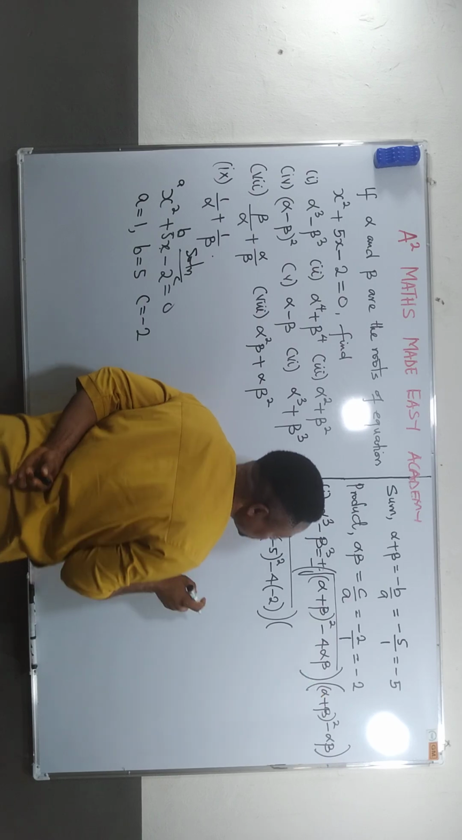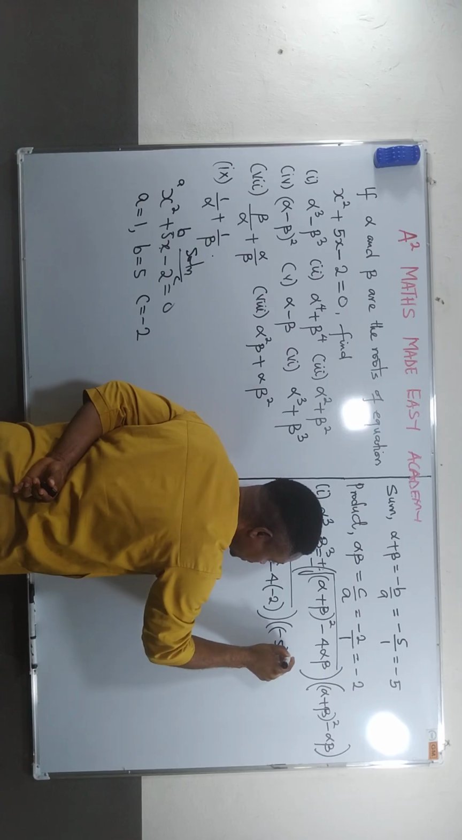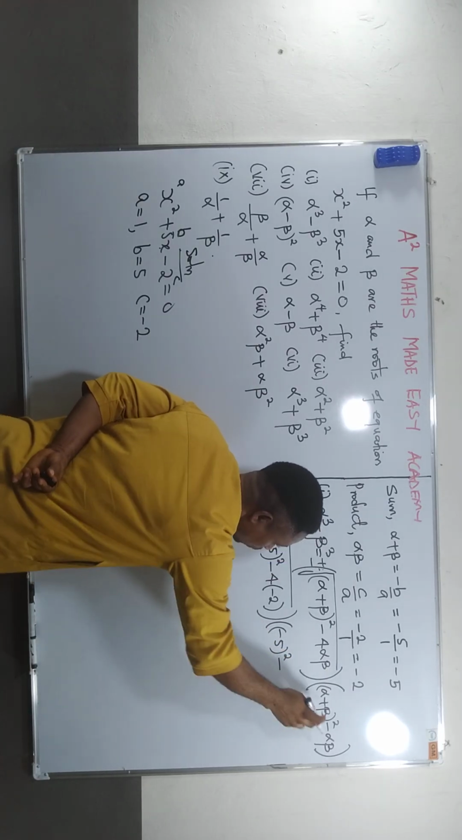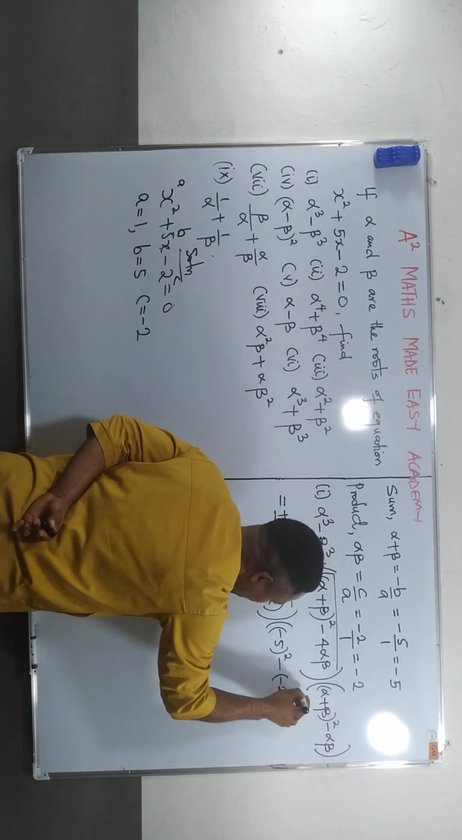Here is alpha plus beta. What is it? The answer is minus 5. Close the bracket, all squared. Minus, what is alpha beta? The answer is minus 2. Close the bracket and close again.